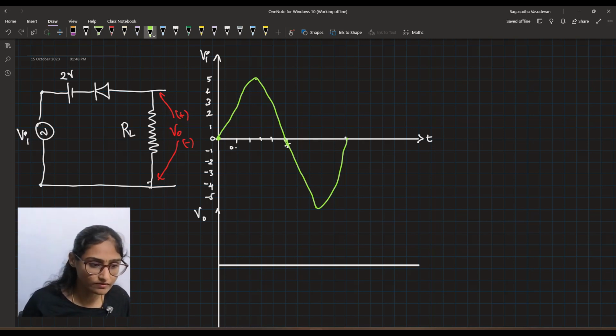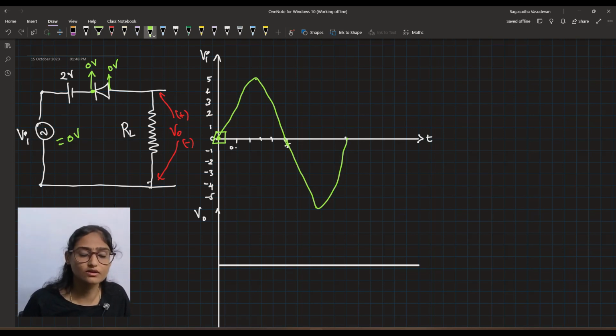So when Vi is 0 volt, what will be the potential at this end? At this instant, what will happen? Vi is 0, so here it will be 0 volt, here also it will be 0 volt, the diode will not be on. This diode is going to be off. So when the diode is off, V0 is also 0. When the diode is off, it means you have an open circuit. When it is an open circuit, V0 is 0.